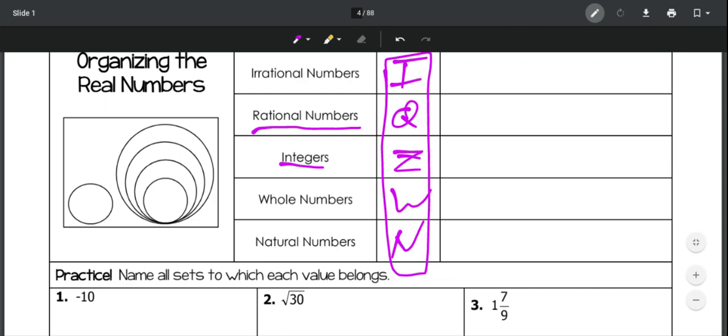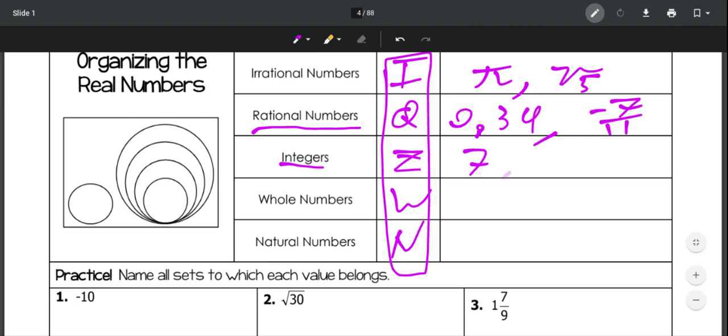All right, so then examples of each, like an irrational number, we said like pi, square root of 5. Rational number is going to be something like 0.34, or I don't know, negative 7 over 11. That's going to be a rational number. Integers. So they're going to be all whole numbers that are either negative or positive. Say, for instance, we had the square root of 100. Square root of 100 equals 10. So 10 is an integer. So if it gave you this, you would say integer.